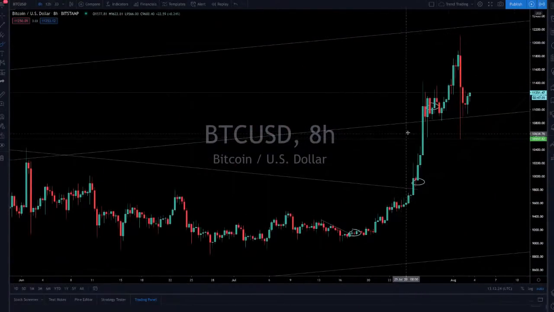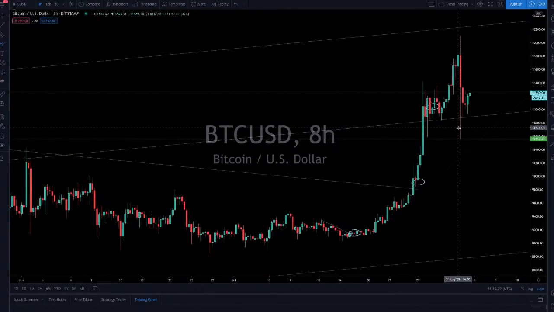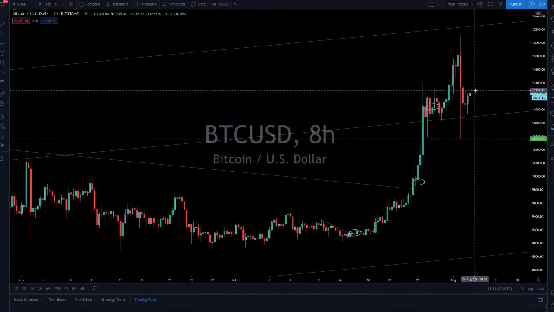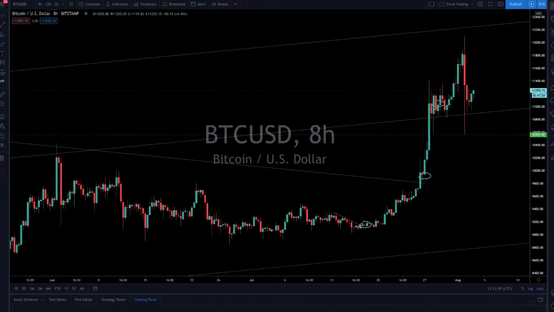So where are we now? This is super healthy that we came in and tested the 10,555 support and are now trading back above this trend line resistance. And now you can see off of that trend line resistance here, making higher highs. Super bullish. Bitcoin looking good, right?